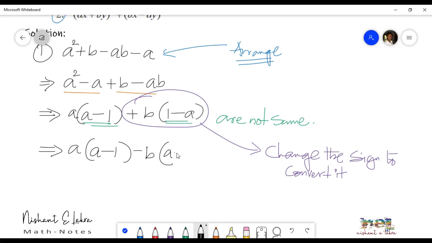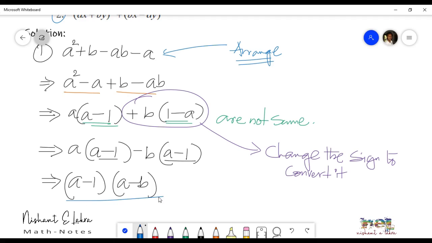Minus b, right? So minus 1 and a, we can write it as a minus 1. Now you can see that these two pairs are same. Let us write down the common pair, that is a minus 1 in brackets, into a minus b in brackets. I hope you have understood this. Whenever you face this kind of situation when you're solving, you have to change the sign to make the pairs same. Okay, this is the answer for the first question.